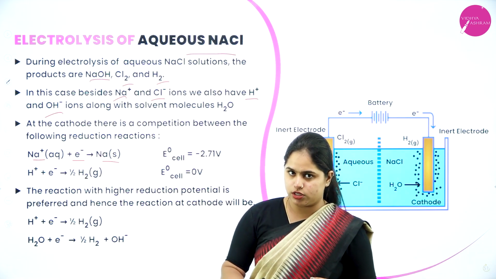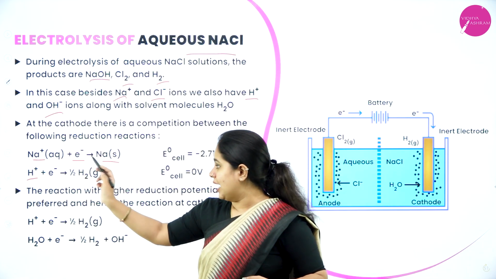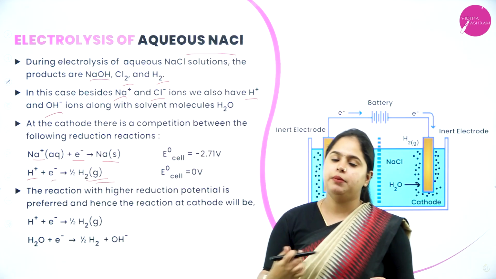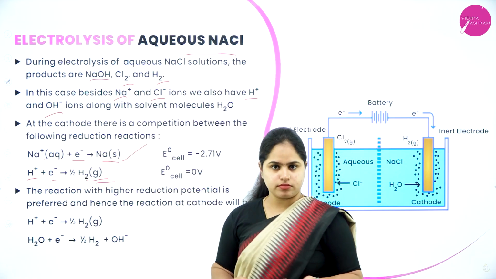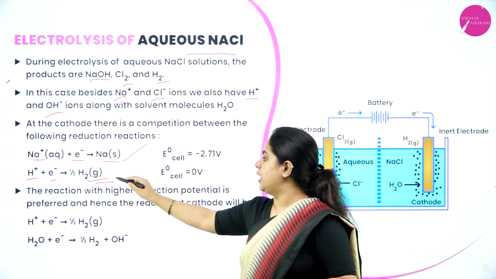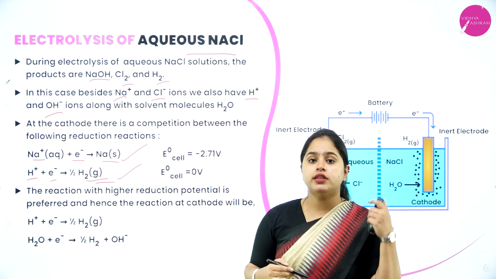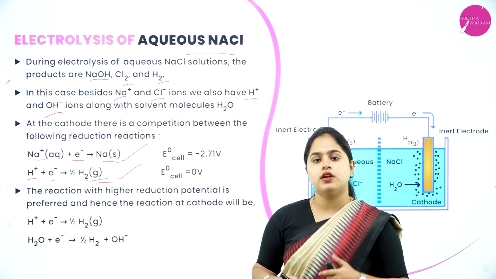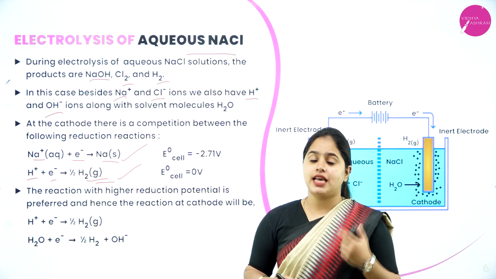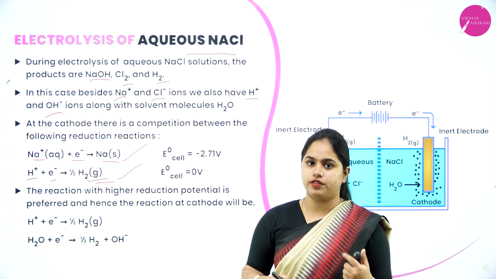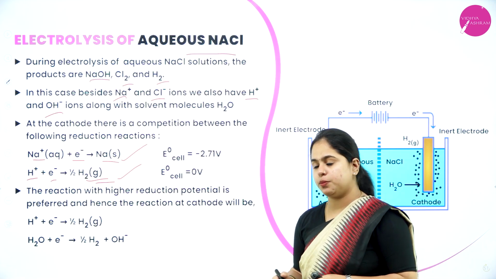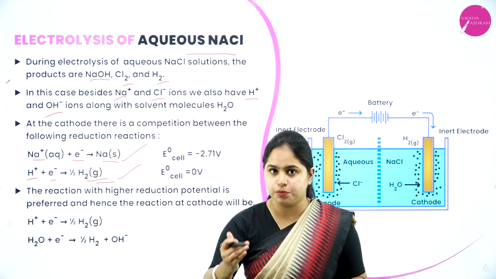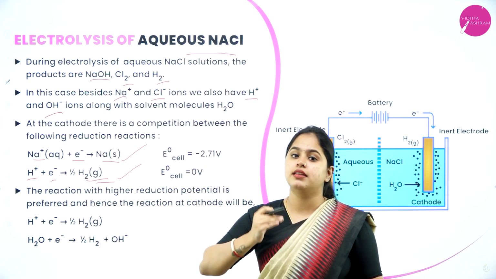Now one more reaction is possible, that is H+ ions accept an electron and form hydrogen gas. Hydrogen gas will be liberated. So either it can be sodium which is getting deposited or hydrogen gas which is getting liberated. So now how do we decide which reaction or which product will be formed? This is based on the electrode potential, that is, the standard reduction potentials of these electrodes. Whichever reaction has the higher reduction potential, that will be considered as the cathodic reaction.